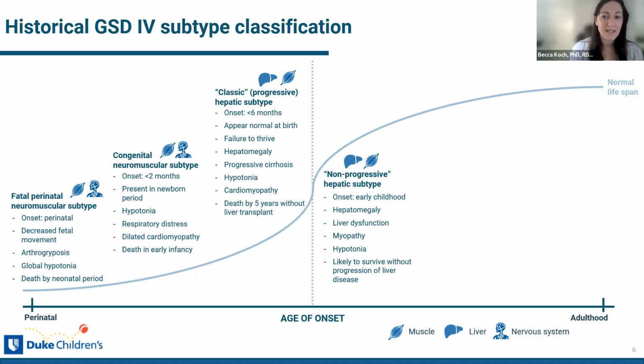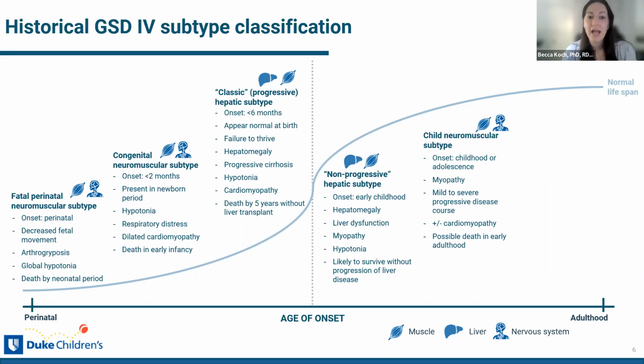So for hepatic subtypes, if you require a liver transplant or progress rapidly to liver cirrhosis and liver failure, we typically classify patients as this progressive or classic subtype, whereas those that do not require liver transplant and do not progress to liver failure are coined the non-progressive hepatic subtype.